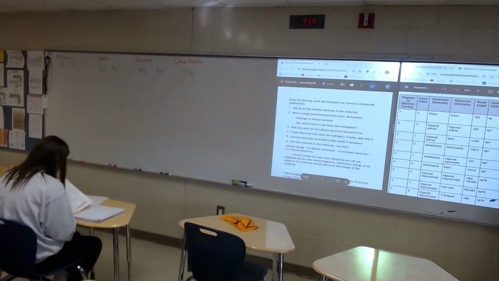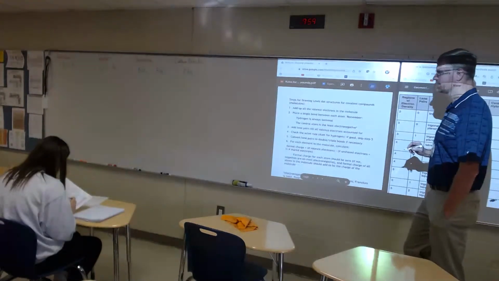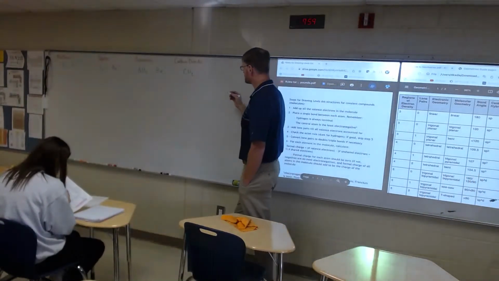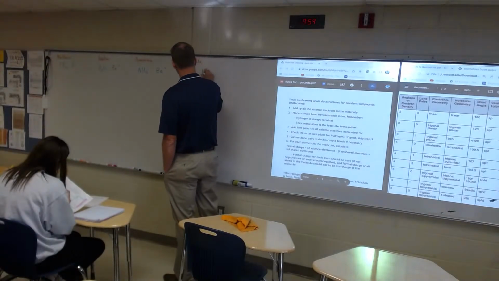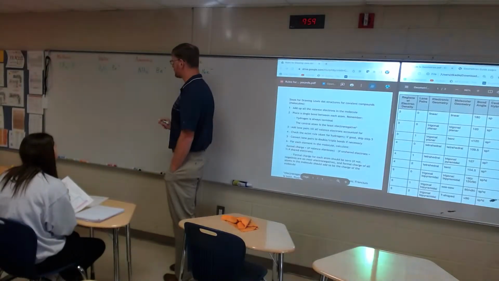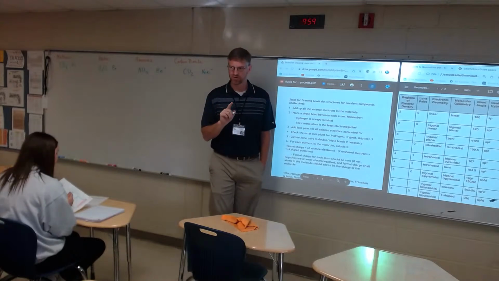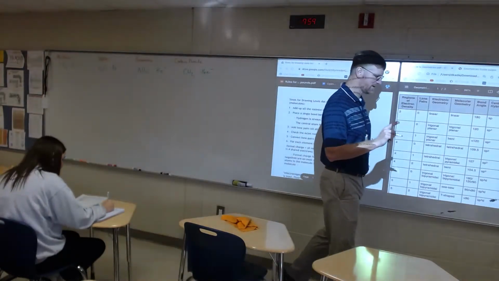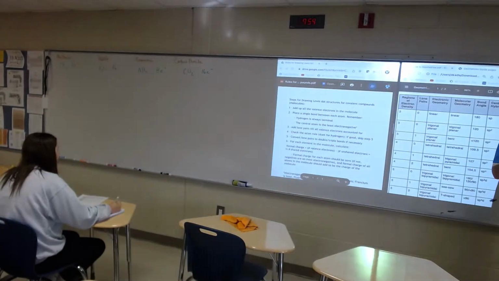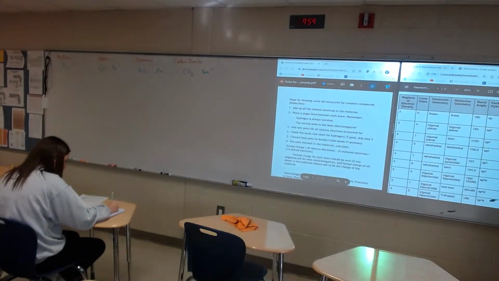16, right? 4 plus 6 plus 6. Okay, 4 plus 6 plus 6 more would be 16. All right, so we need to know that. That's the first thing we've got to know before we can draw a Lewis dot structure for a molecule. We've got to know how many electrons are in it. Valence electrons specifically.